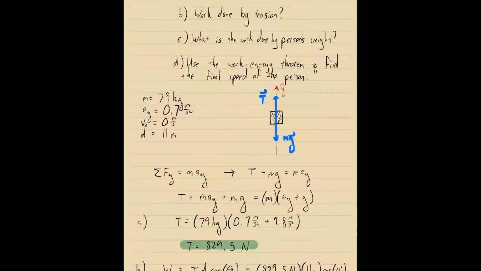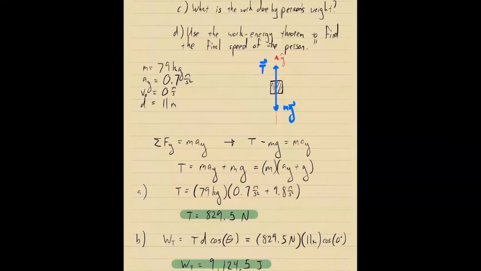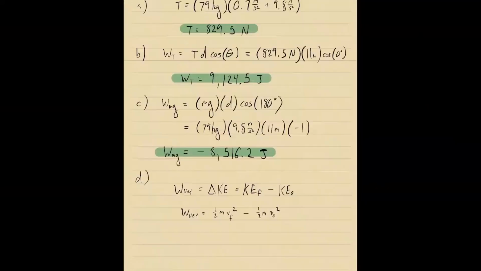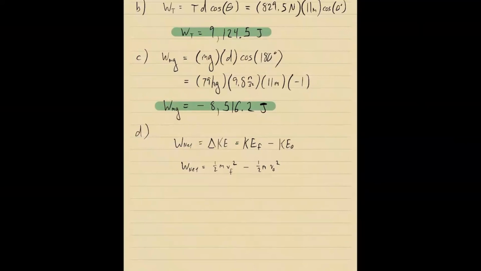But we know that initially our person starts from rest. So the magnitude of our initial velocity vector is 0. So this whole term is going to be 0 because v naught is 0. And the problem is asking us to find the final velocity of this person, so it's going to be v sub f.